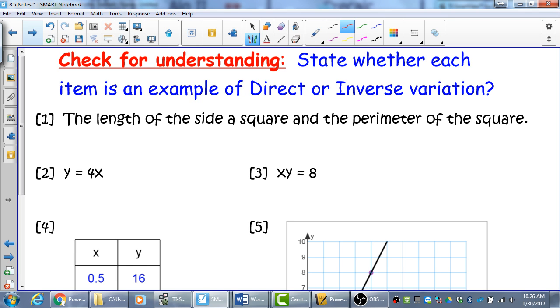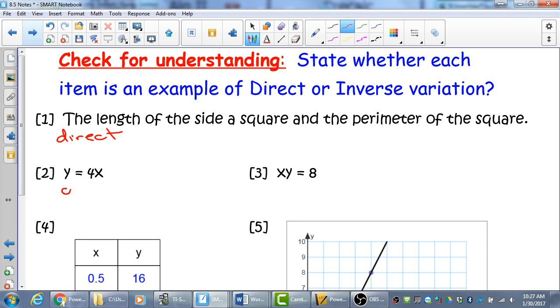State whether each item is an example of direct or inverse. The length of the side of a square and the perimeter of the square. What happens if I increase the side of a square? What's going to happen to the perimeter? They'll increase, won't they? So they'll both increase. This is a direct relationship.